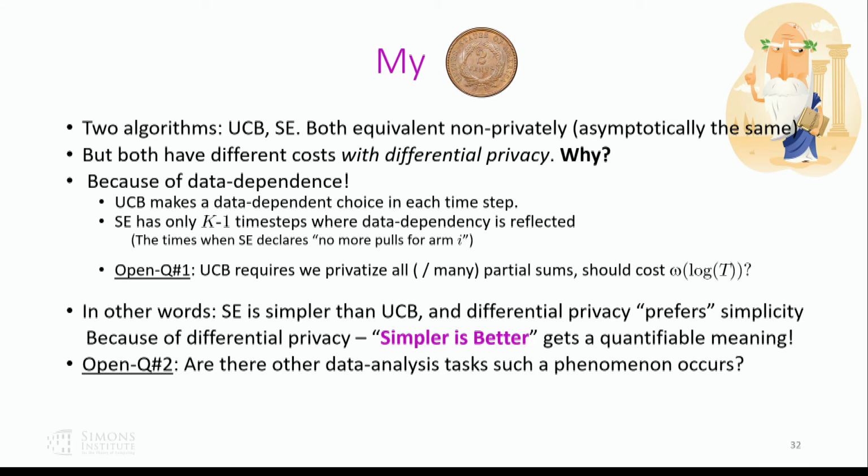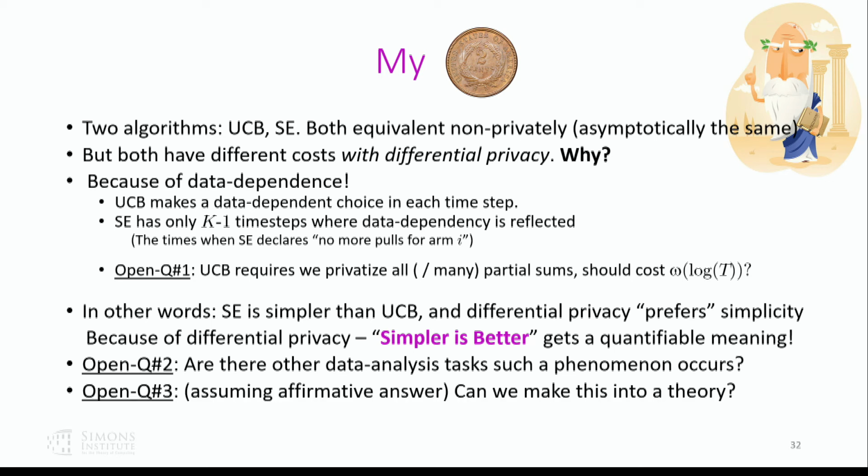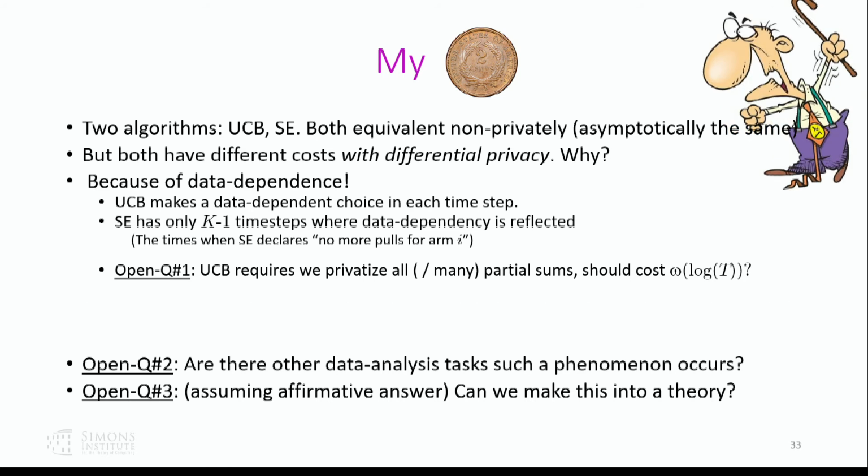And I'm asking, does this phenomenon occur in other data analysis tasks? I would be very curious to see that. And secondly, can we somehow measure simplicity in a way that's effective, a way that's going to tell me, oh, at least for differential privacy, this is going to be better. So this is the elegant way of looking at it. Here's the uglier way of looking at it.